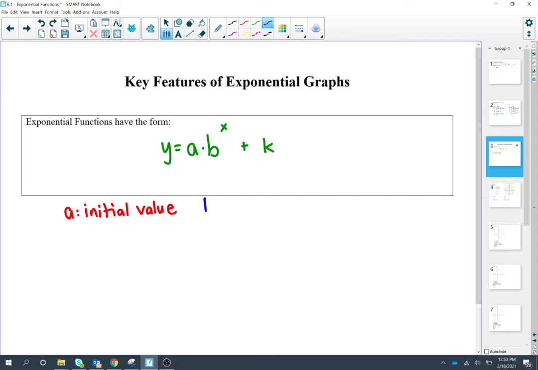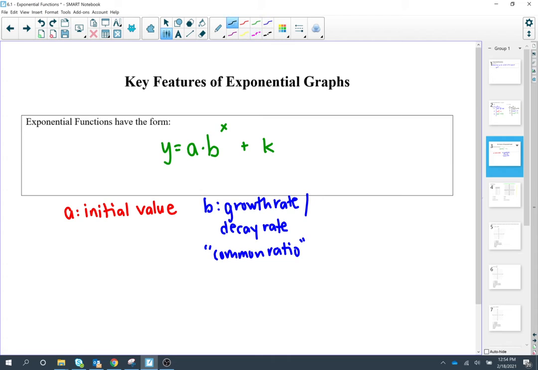Now, B is your growth rate. This could also be called your decay rate, which is more importantly your common ratio. Now, if your bacteria are growing, you're getting more and more and more, then that's going to be your growth rate. So let's say your bacteria triple every hour, then the B value would be 3. But let's say that your bacteria are actually dying and you're getting less and they're going down by like half every hour, then your B value will be 1/2.